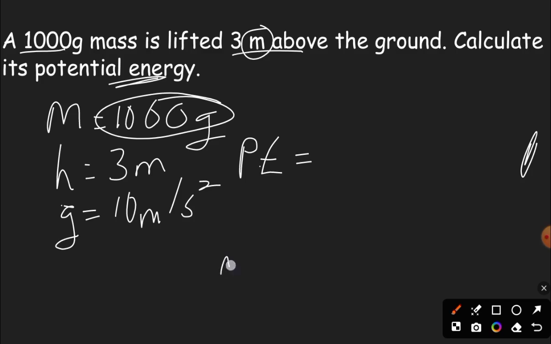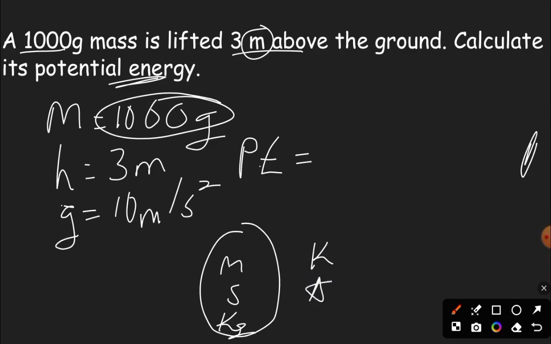We have meters for length, we have seconds for time, and then we have kilogram for mass. These are the ones you are most likely to encounter in physics. There's Kelvin for temperature, there's ampere for current, then there's candela for luminous intensity. Then we have mole for amount of substance. So these are the standard units.